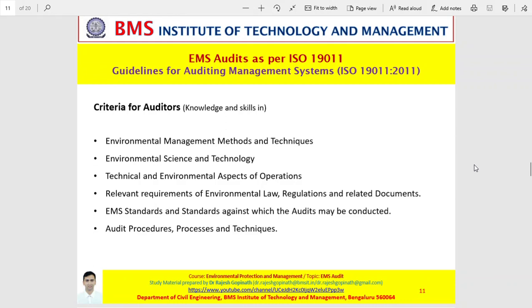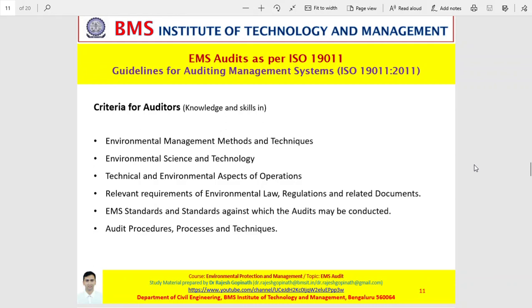Moving on from environmental management methods and techniques, they should also be well versed with environmental science and technology. In this, they should have knowledge and skills which deal with the interaction of ecosystems, and environmental attributes such as air, water, land. They should know about the impact of human activities on the environment. They should know about natural resource management.